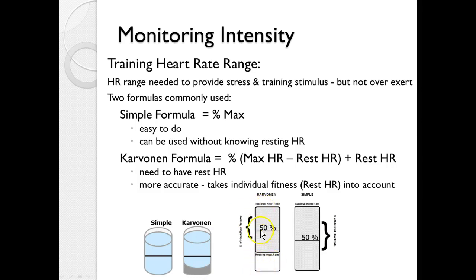You take the max, subtract out the resting, calculate 50% of that, or whatever percent you want to use. But it's 50% or a given percent of the heart rate reserve. So 50% using the Karvonen formula does not equal 50% using the simple formula. Which one is more accurate? That would be the Karvonen. Which one is easier? Obviously the simple.